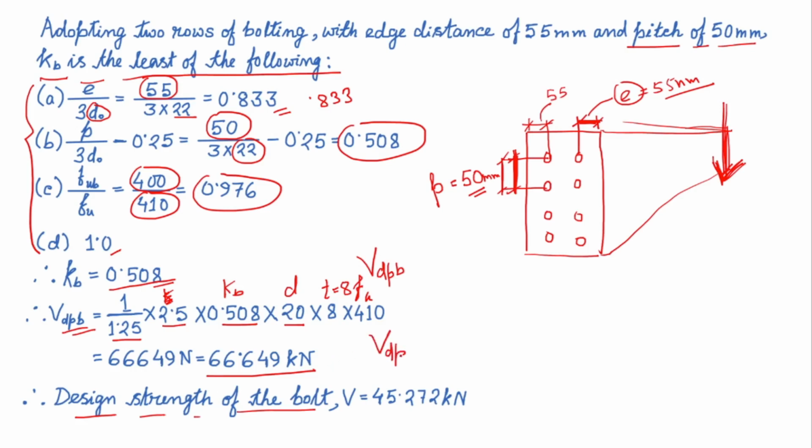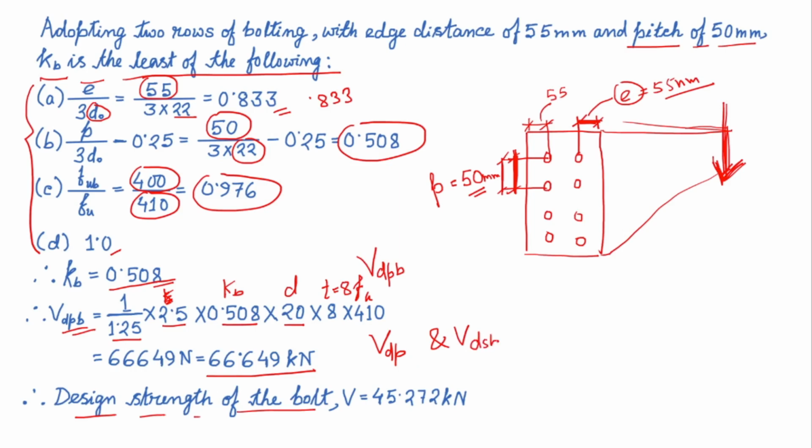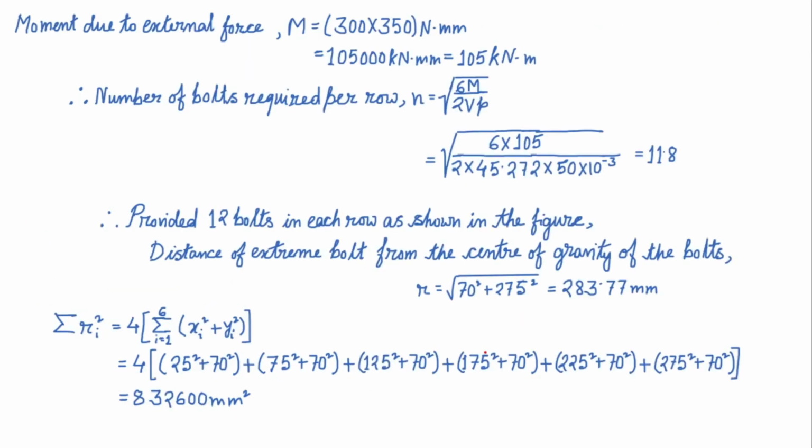The design strength of the bolt is the smaller of VDSB, design strength in shearing, and VDPB, design strength in bearing. The smaller of these two will be taken as the design strength of the bolt, which is 45.272 kilonewton.